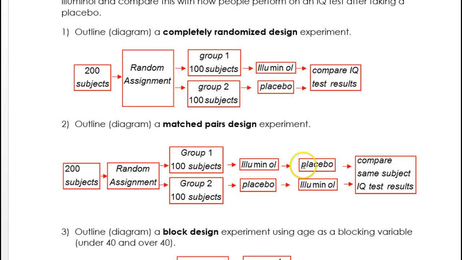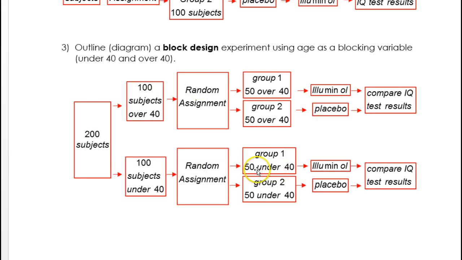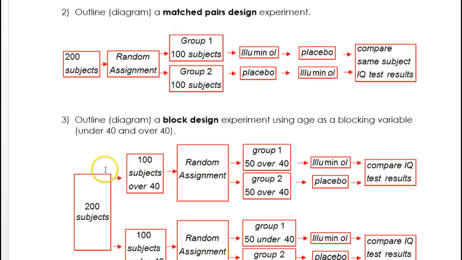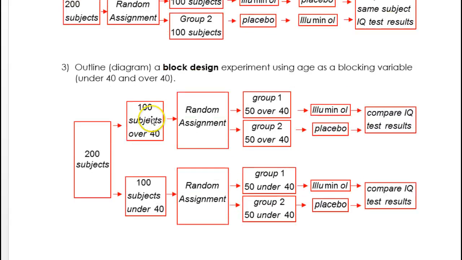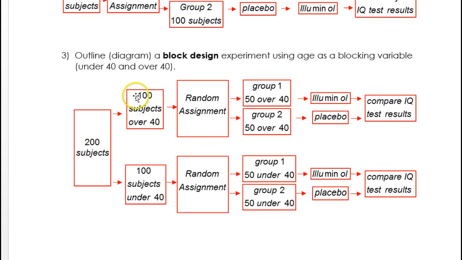Everything was the same, except there's two of them, and you should put a box at the very beginning showing the total number that you started off with, which is the same 200 that we used on the other two, but this time we're splitting these up into over 40 and under 40. So I'm going to have 100 and 100, and then we'll have 50 and 50 in the smaller groups.